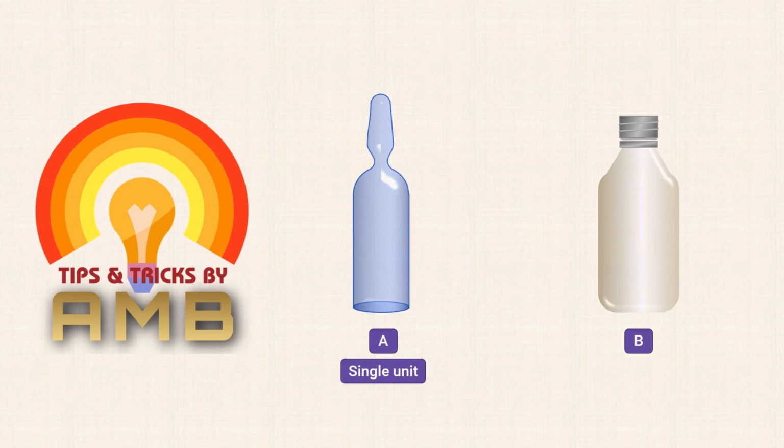And container B is made up of two components, a container and a closer. To remove the content from it, we have to remove the closer from the container. And after removal of the content, the closer can be replaced on the container. Many times we use type B containers, isn't it?